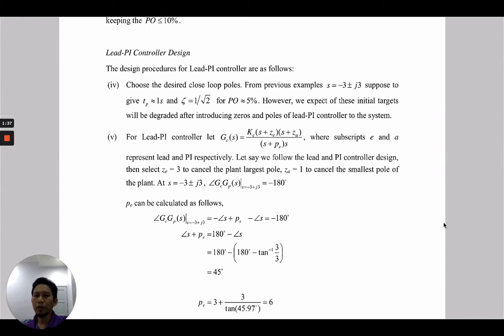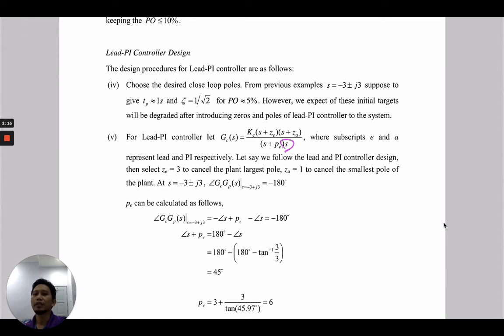controller to the system. So for a lead PI controller, we have Gc equals Kc (s plus ze)(s plus za) over (s plus pe) and s. We don't have s plus pa because we use a lead PI controller. When we have a PI controller, we only have s at the origin. The subscripts e and a represent the lead and PI respectively.